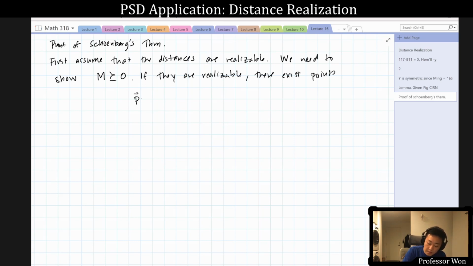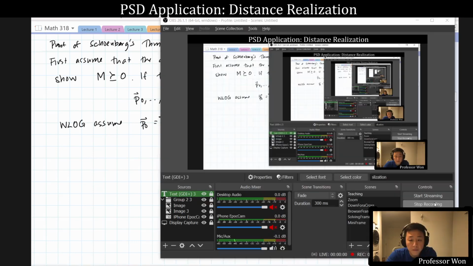There exist points P0 through Pn such that the distance from Pi to Pj equals dij for all i and j. A thing to notice is that we may as well assume that one of the points is the 0 vector, because if you have a configuration of points with the correct distances, you can slide it down and it would still have all the correct distances. So without loss of generality, we assume that P0 is the 0 vector. If it's not, you can just slide the whole thing down.